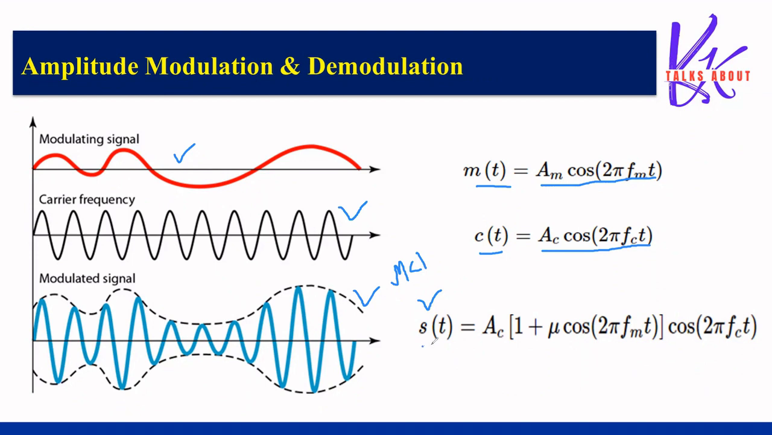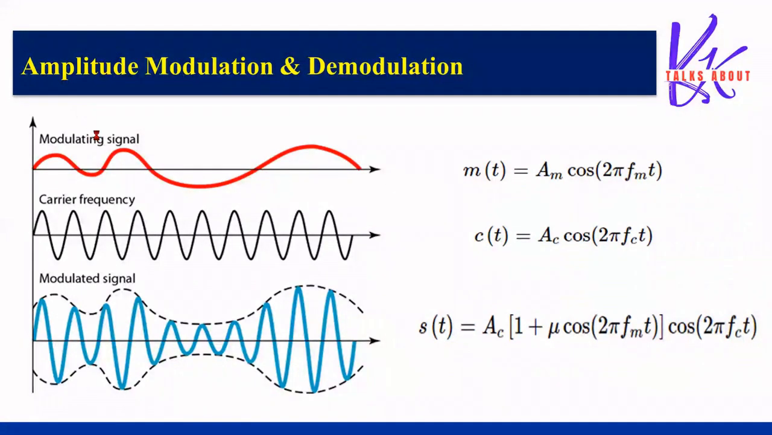And it is defined as S of t equals Ac into 1 plus mu cos 2 pi fmt into cos 2 pi fct. So this is the standard equation of your amplitude modulation. Now, let us calculate the bandwidth of the modulated wave.